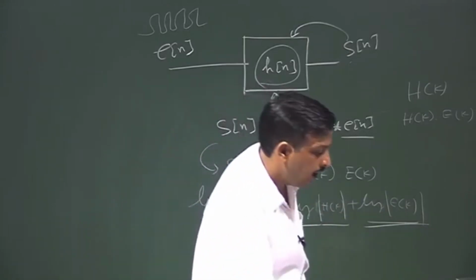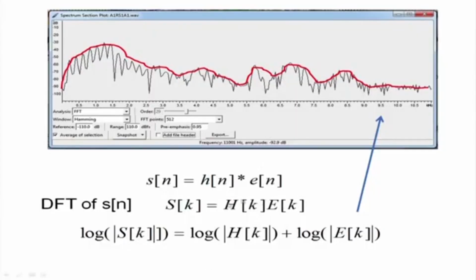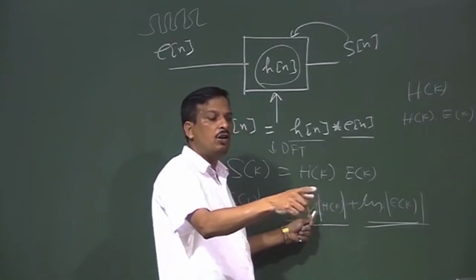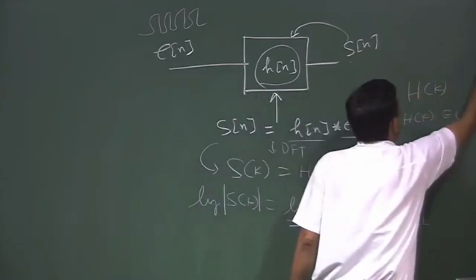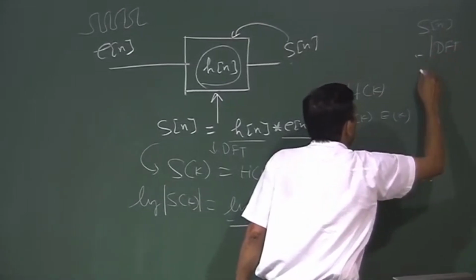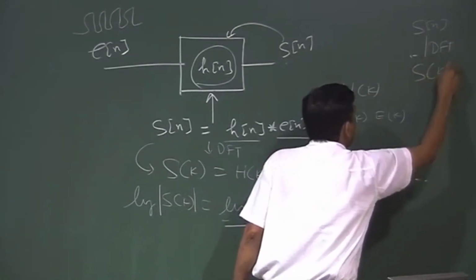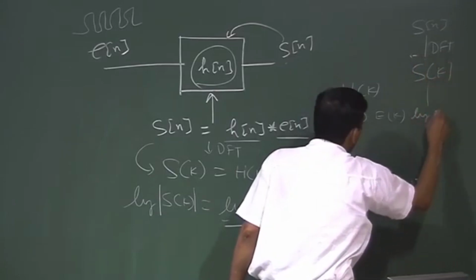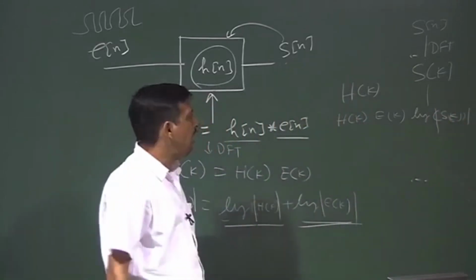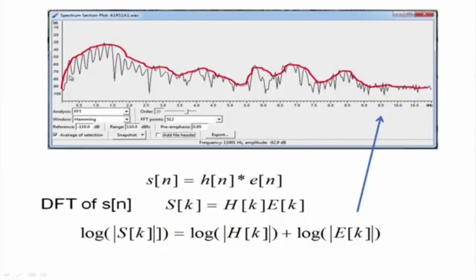If you see, this is a log spectrum. I take a framed signal S(n), take the DFT, and after the DFT I get S(k). Then I take the log magnitude of S(k), and if I plot it, it will look like this. The frequency axis here is in log. I can show you.